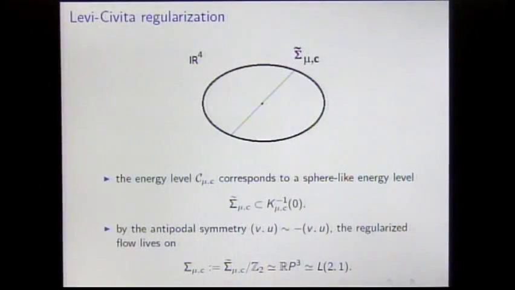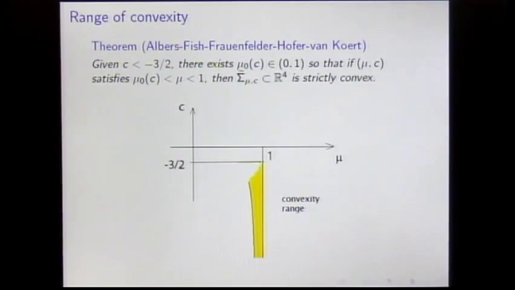The only possibility is if you can compute that such sphere-like hypersurfaces are dynamically convex. And this is done by these people, Peter Albers, Joel Fish, Urs Frauenfelder, Helmut Hofer, and Otto van Koert. They proved that for low energy, in fact, if you fix an energy below a critical value of the rotating Kepler problem, so we fix an energy below here.